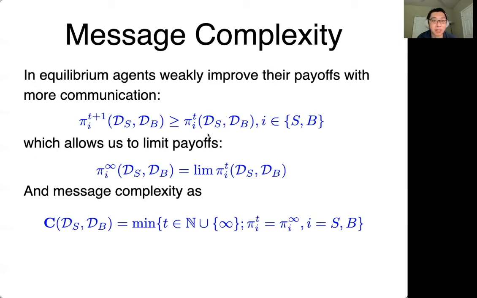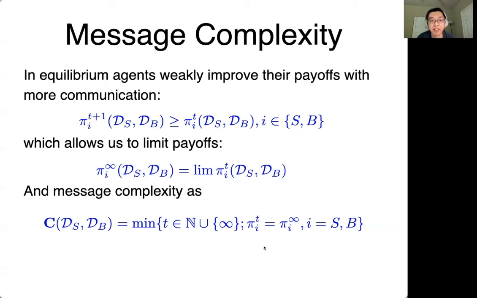And for the receiver, because of our assumption that the receiver can always choose to refuse to get the signal, we know that the utility is always monotone as well for the receiver. And that allows us to take the limit of the payoffs because the sequence pi_i^t is monotonically increasing. So we can define the limit pi_i^infinity as the limit payoffs.